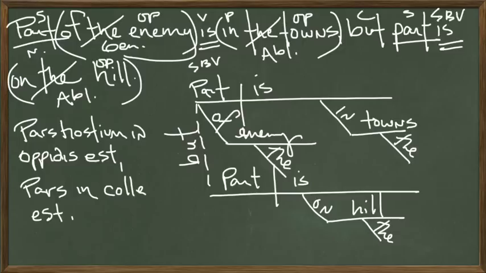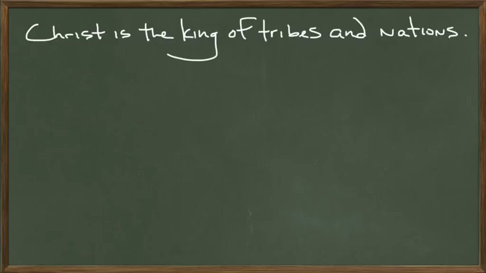Actually, I forgot the conjunction, didn't I? I forgot to put in but. So we'll just slip it right in here. Pars ostium in opidis est, sed pars in colle est. Pars ostium in opidis est, sed pars in colle est. Let's look at another one.